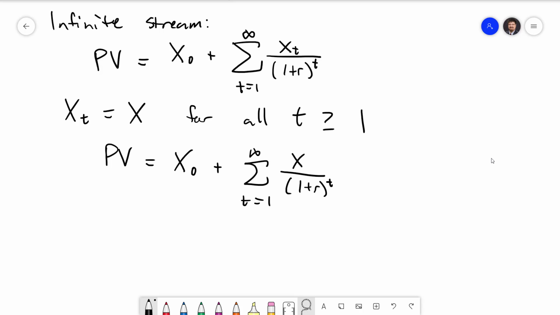There is a special formula that we can use to very conveniently calculate the value of this. I'm not going to take the time here to show the calculus proof of this. We'll write the present value equals x naught plus x over r. Remember that we can only do this if the income in each of those future periods is exactly the same, that we've just written as x.